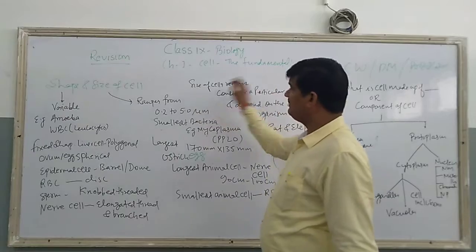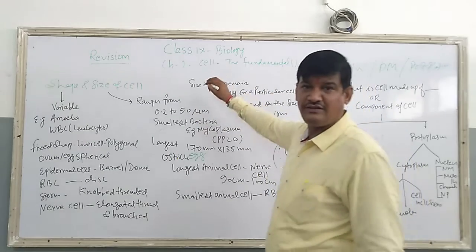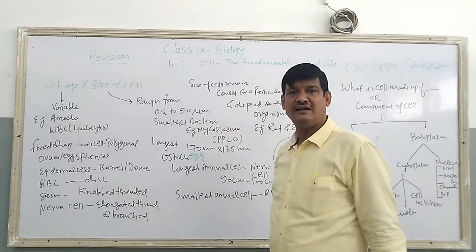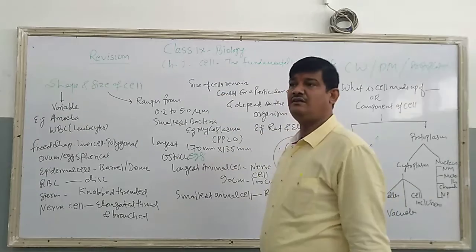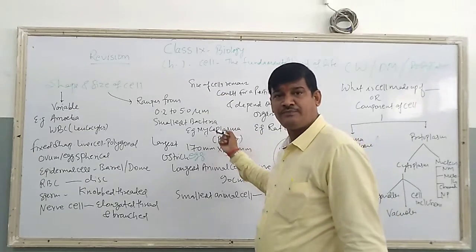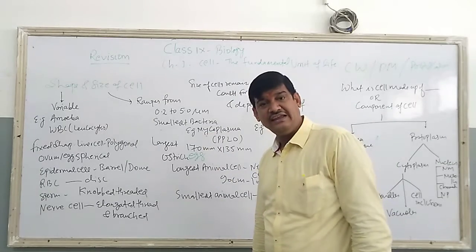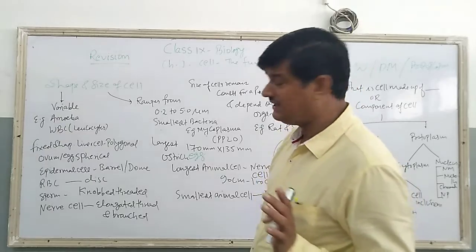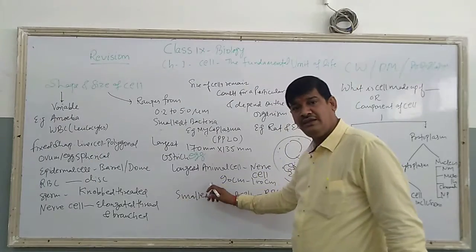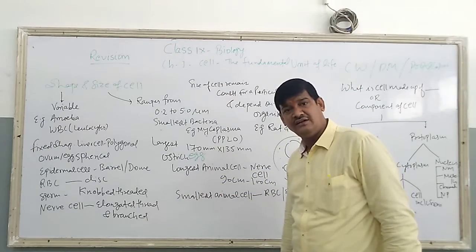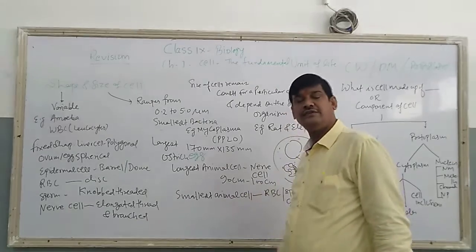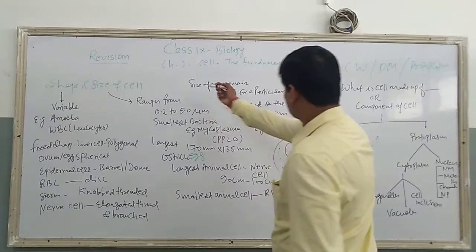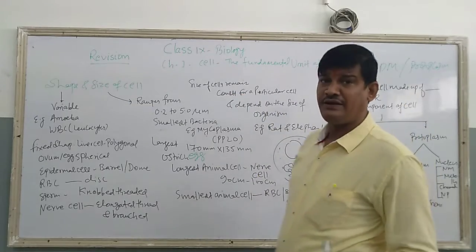Now the size of the cell: the smallest cell is a bacterial cell, for example the mycoplasma I told you about, and the largest cell is the ostrich egg cell. In plants, Acetabularia, an alga, is about 10 cm long. In the human being, the largest cell is the nerve cell and the smallest cell is the RBC or sperm cell.